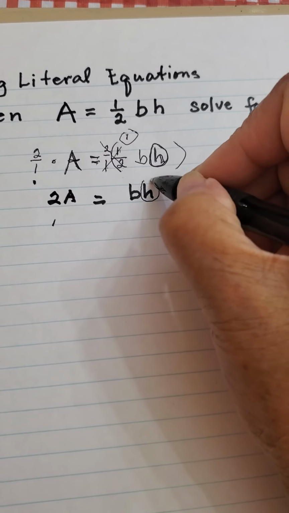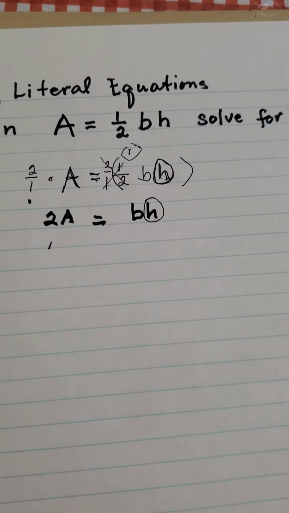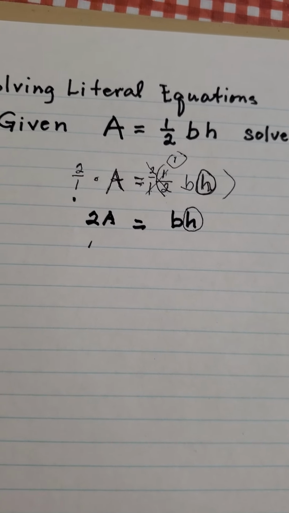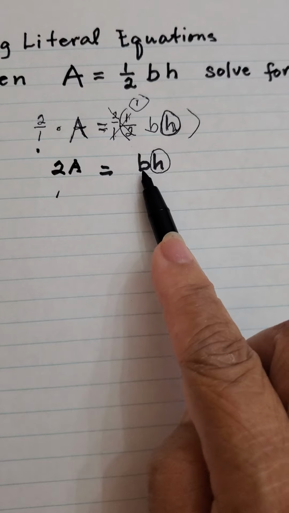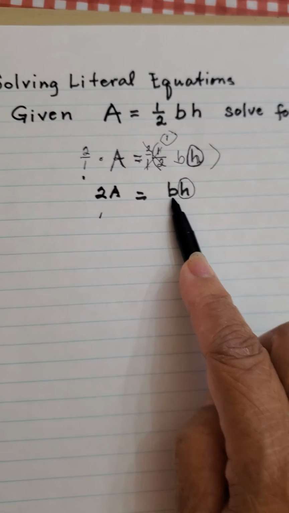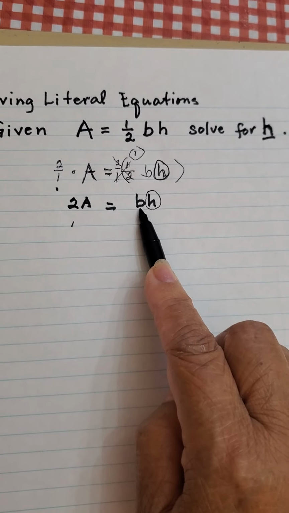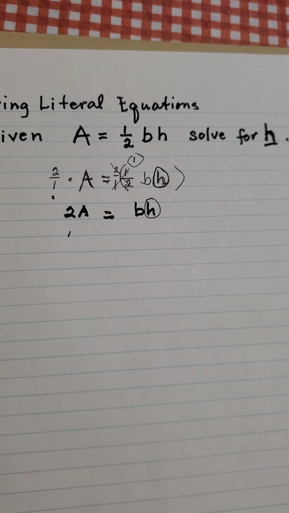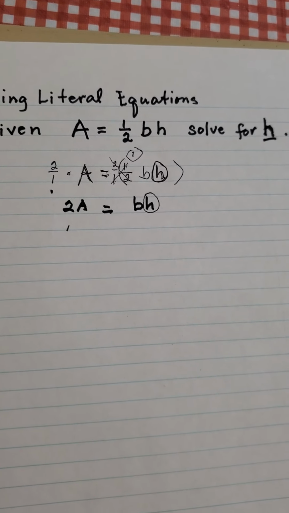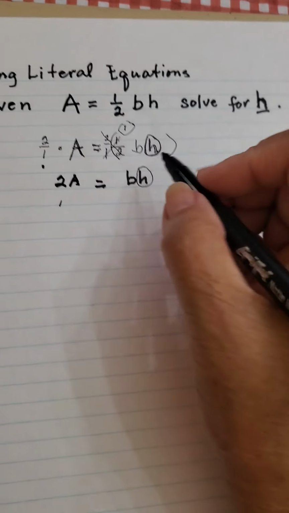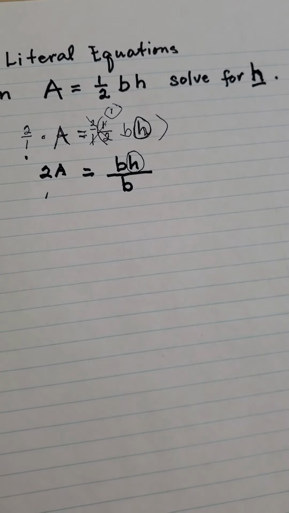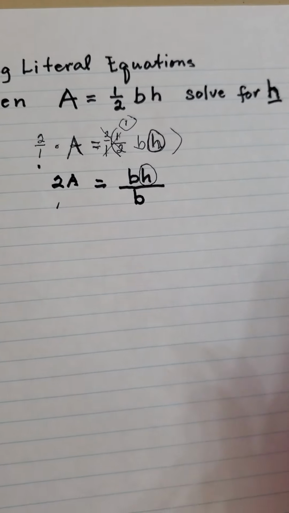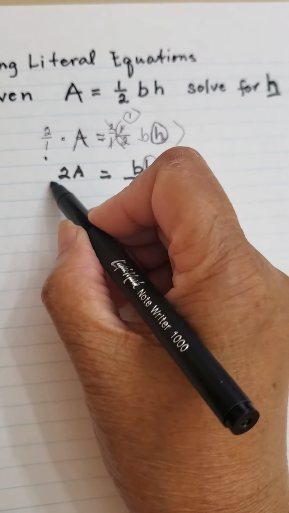Now, I will solve for H. I will do the circle for H. And I will ask my mind, what does H do to B? And the answer is multiply. So let's do the opposite, or the inverse, of multiply, which is divide. So therefore, I'm going to divide this by B. What I do to my left, I do to my right.